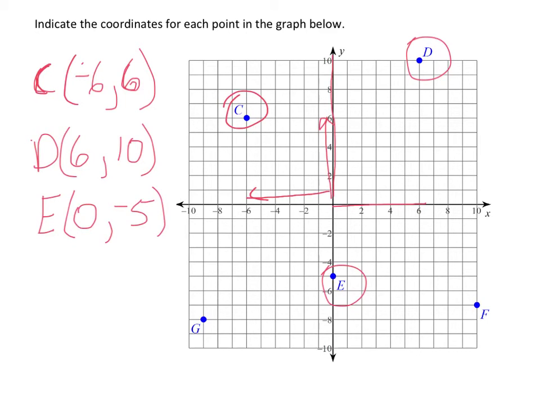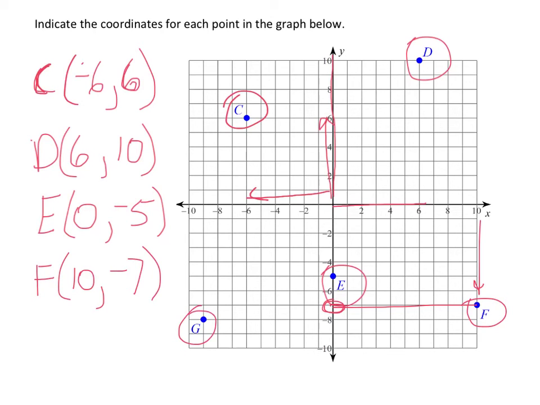If we look at F here, we see that F has an x component of 10, and so we would write that 10, and a y component, which is down, so it's going to be negative, and it's right here, go across, and we have negative 7. So the coordinate for point F is 10, negative 7.